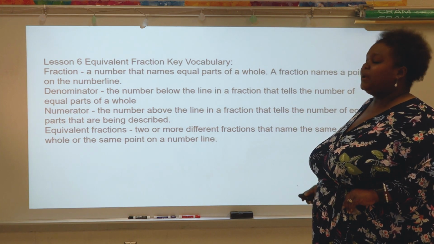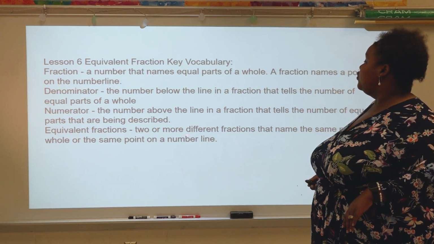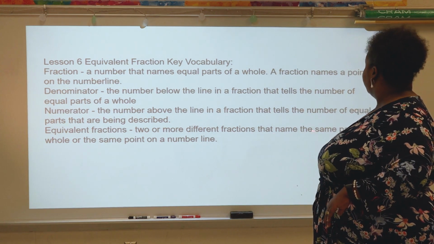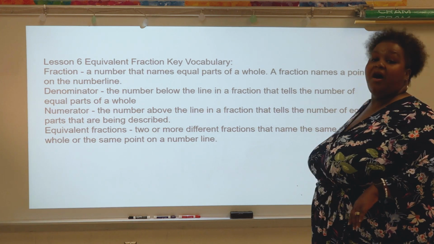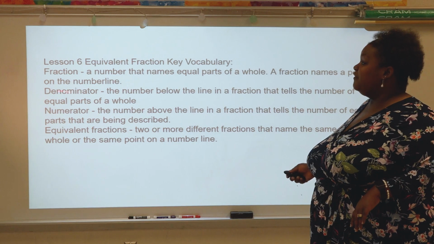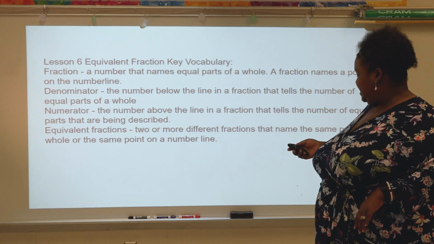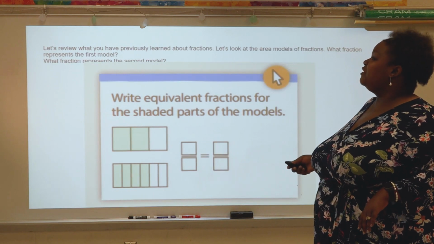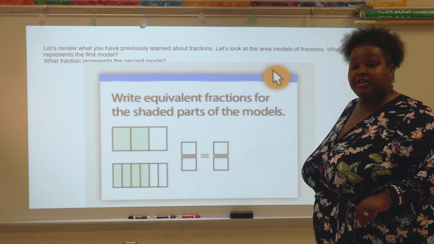And our last vocabulary word this morning, equivalent fractions. Two or more different fractions that name the same part of a whole or the same part on a number line. And we'll refer back to these throughout the lesson. All right. Let's review what you have previously learned about fractions.